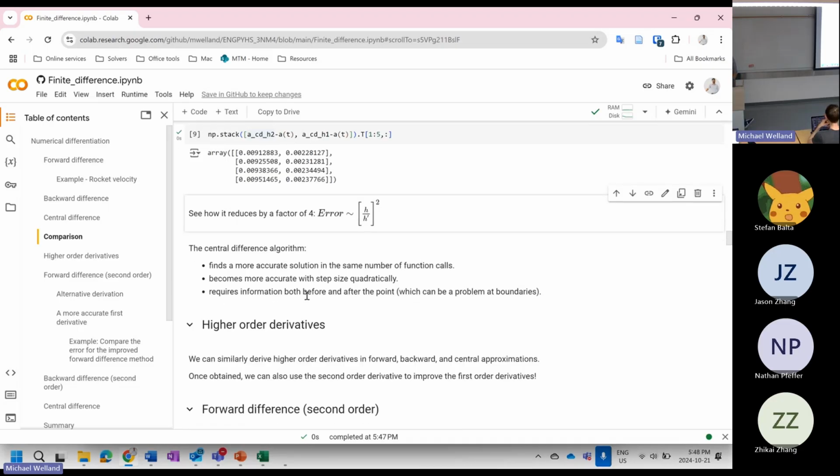So it finds a more accurate solution in the same number of function calls, which is super nice. It becomes more accurate with step size quadratically, which, if you want to find a better answer but balance off the computational cost, is obviously better. The problem with this one is that you have to be aware of the boundaries, right? For interior points, that's not a problem, but if you look for the derivative at the boundary over here, you're not going to be able to take step size minus h. Similarly, over here, you're not going to be able to do that. So guess what? Forward difference, backward difference. That's why we're still talking about this.